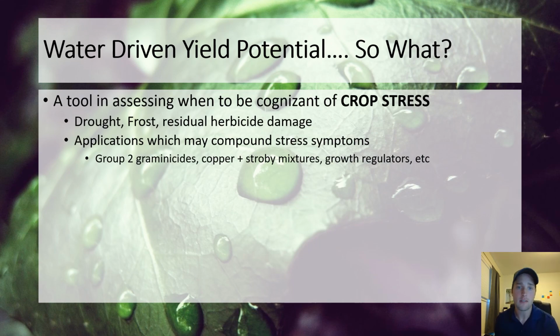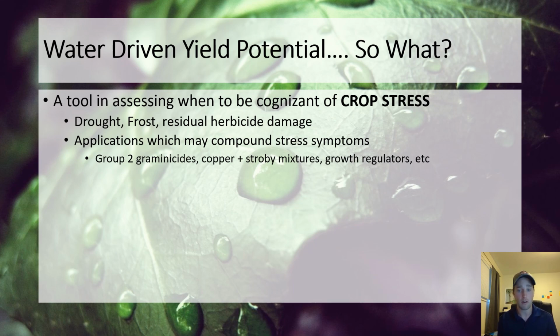A tool in assessing when to be cognizant of crop stress. We've definitely seen firsthand what drought can do to root activity, what frost can do. We've seen residual herbicide damage. So things like applications which may compound stress symptoms. I think of a cereal crop. I think of a group 2 graminicides. They can be known for being a little harsh on the crop.